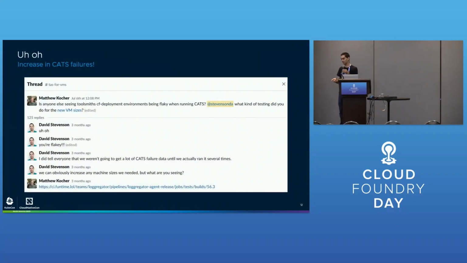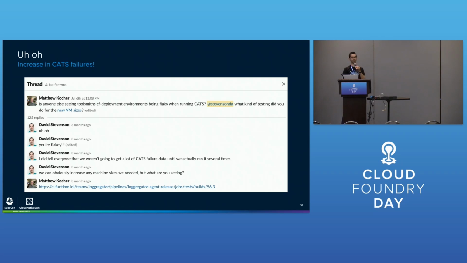There actually was a problem. Matthew's like, hey, wait a minute. We're seeing a lot of failures that we weren't seeing earlier. How much testing did you do? And at which point I explained to him, we were always going to test it after we released it by gathering a lot of data about how it fails, right? Because these are flaky scenarios, and it's hard to predict exactly how frequently we're going to get flakes.